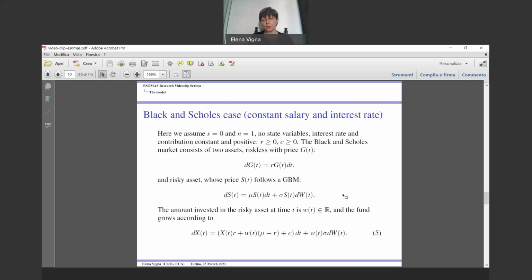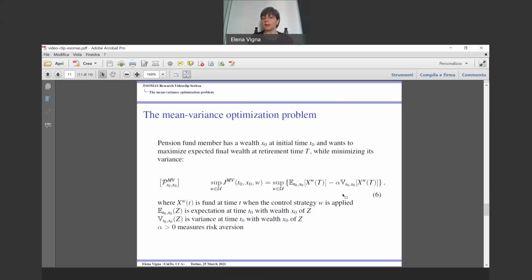In a still more specific case, you have the Black-Scholes financial market, which has a riskless asset with the riskless interest rate R constant, and the risky asset whose price follows a geometric Brownian motion. And equation number 5 gives you the wealth, where WT is the investment strategy and is the amount invested in the risky asset, and C is the contribution rate. This is the financial market, and then the criterion.